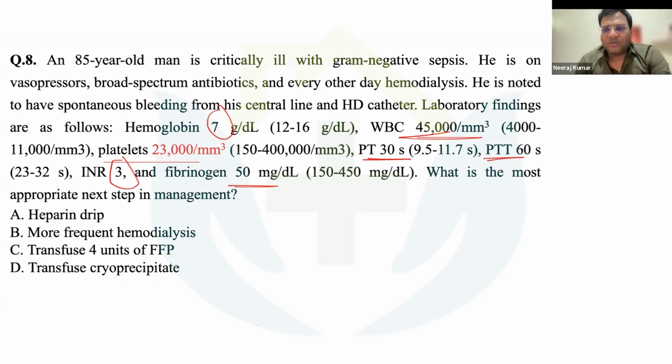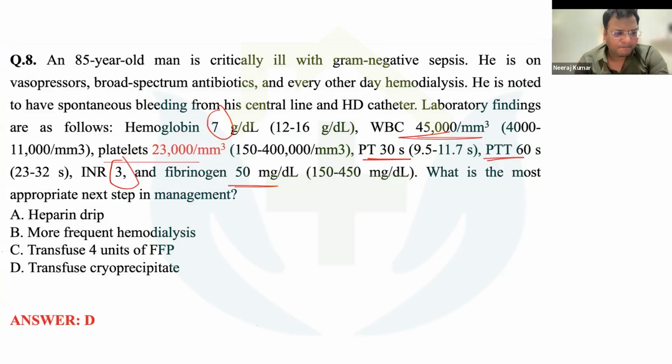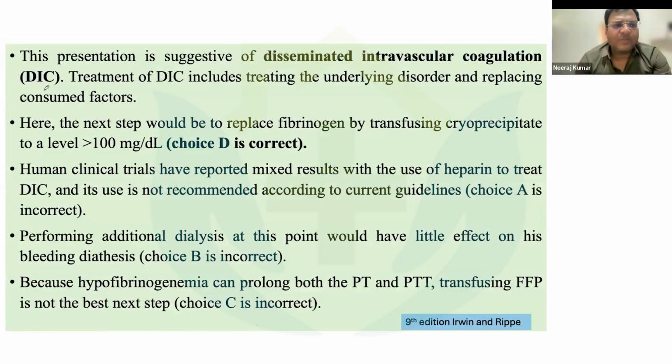I think again it's a very straight question for you all. Good. I think you all have marked right. So you will transfuse cryoprecipitate. Now let's look at why. The classic presentation is DIC, and in treating the underlying DIC you have to replace fibrinogen, because fibrinogen is only 50, by transfusing cryoprecipitate to achieve a level of more than 100 milligrams per dL. So choice D is correct.